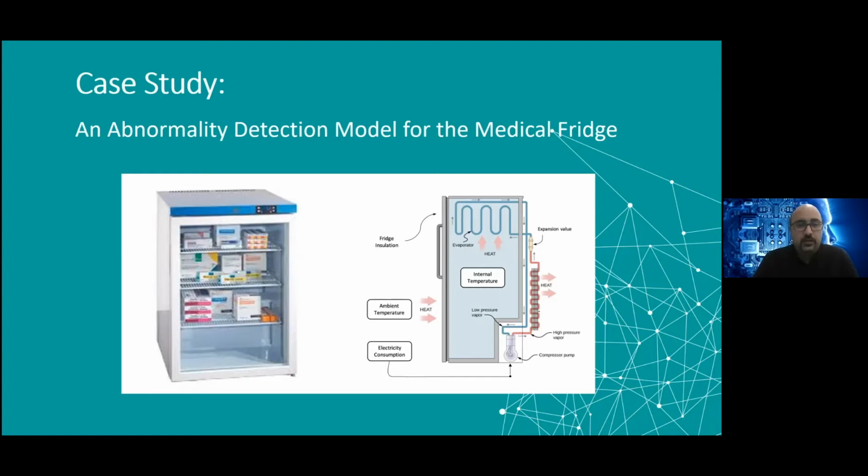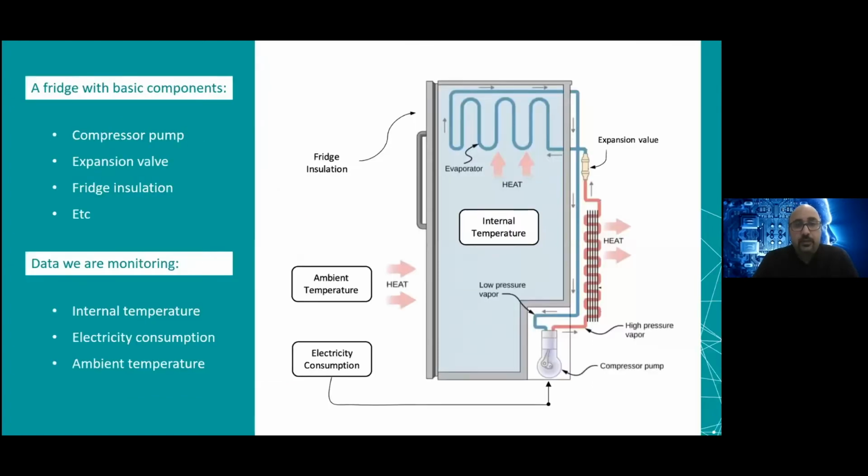As you can see in this picture, we have a simplified version of the fridge for a better understanding of what we're doing. We are collecting data from 3 sensors in the system. We're monitoring the compressor, how much energy it consumes. We are monitoring the internal temperature sensor in the fridge, and we also check the ambient temperature around the fridge, meaning the room where the fridge is located.